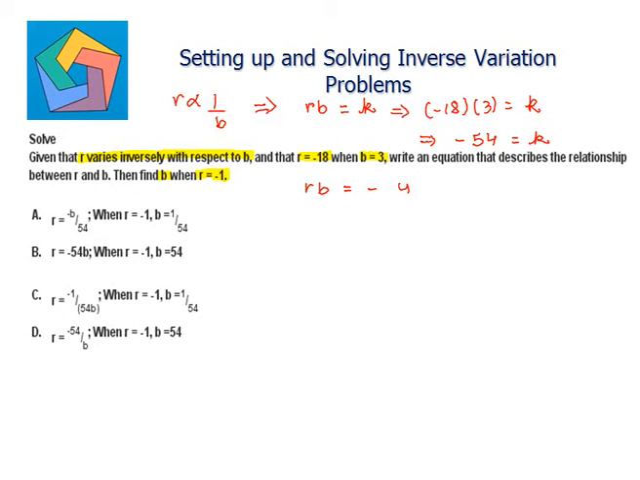Now I need to find B when R is negative 1. So let me put negative 1 as R. So negative 1 times B is equal to negative 54. Dividing by negative 1 on both sides, we get B is equal to 54. So our answer is that the equation is R times B is equal to negative 54, or we can also say from here that R is equal to negative 54 over B, and when R is negative 1, B is 54, which is the answer in the D part.